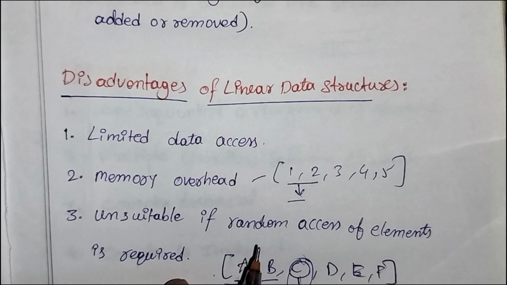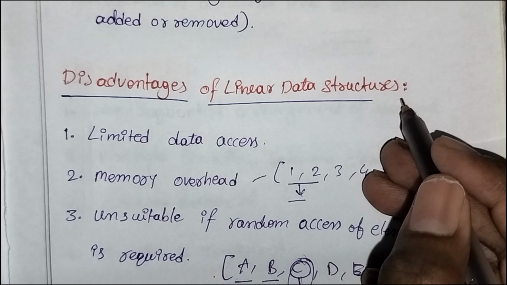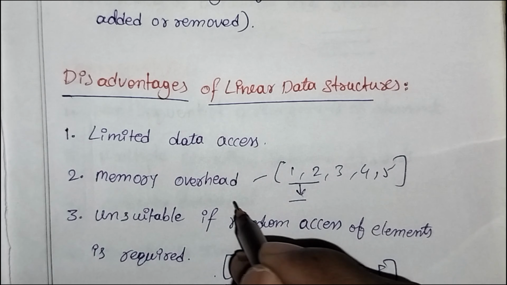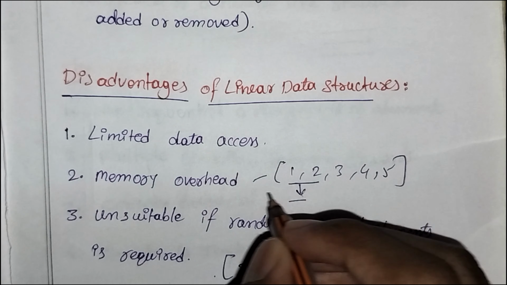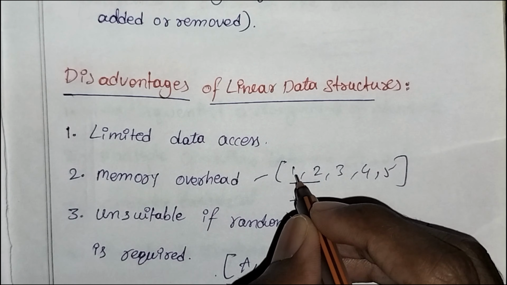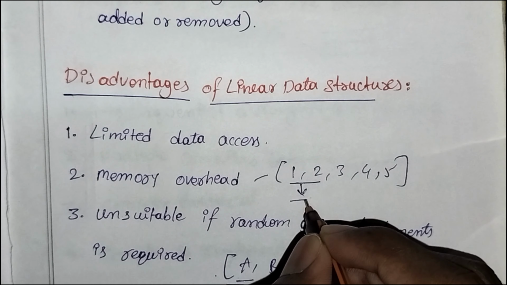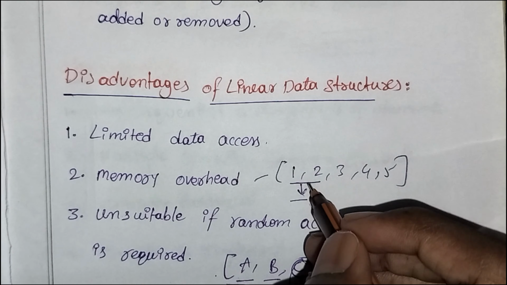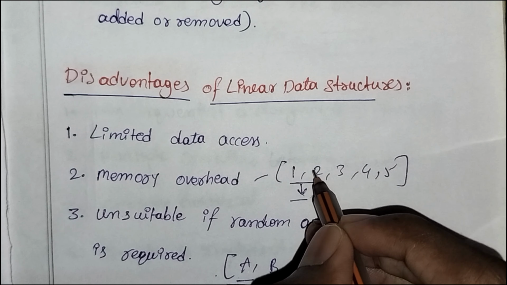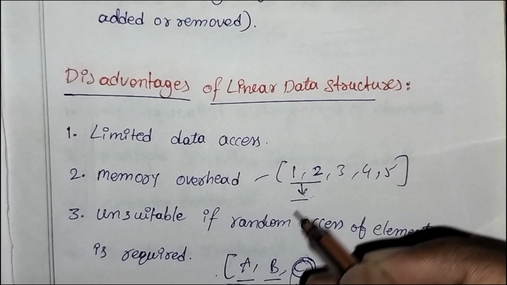Disadvantages of linear data structures include limited data access and memory overhead. Memory overhead means that to establish the relation between two elements, some memory has to be used. For example, to store a relation between 1 and 2, it uses memory known as memory overhead.